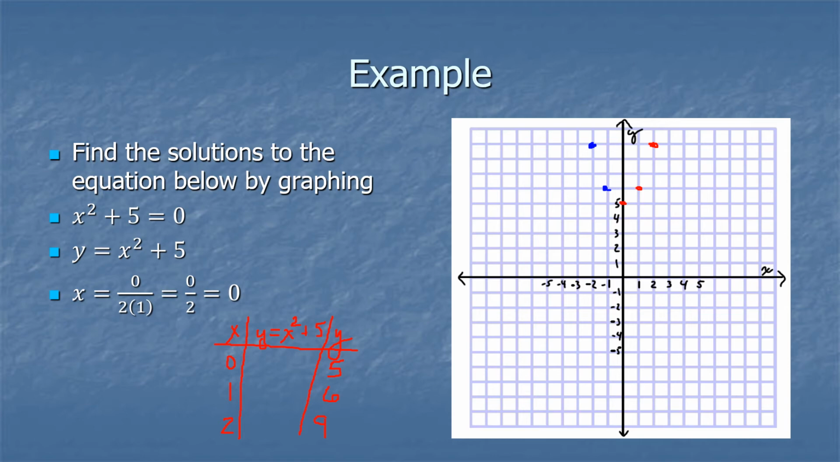Then I can connect my dots. I can see from my graph, as I label it, that my graph does not cross the x-axis. Therefore, there are no solutions, no real solutions to this equation.